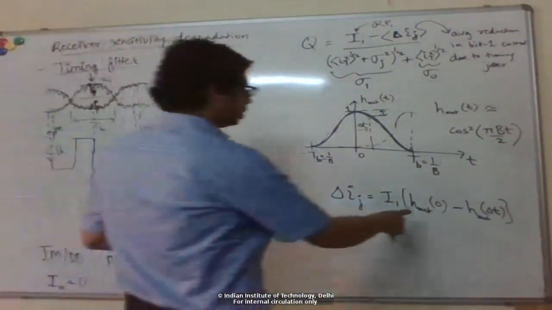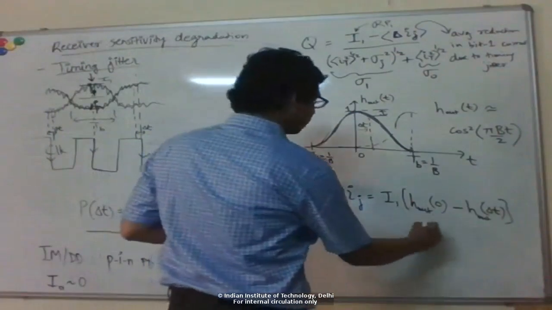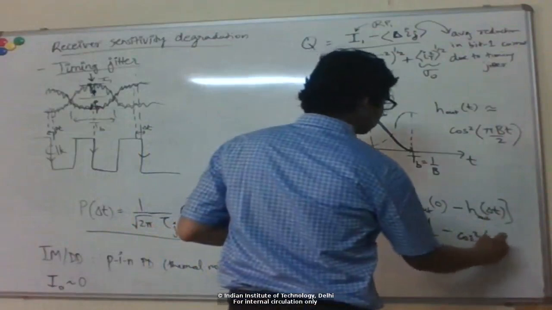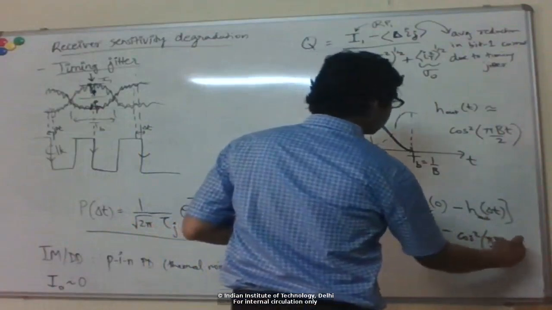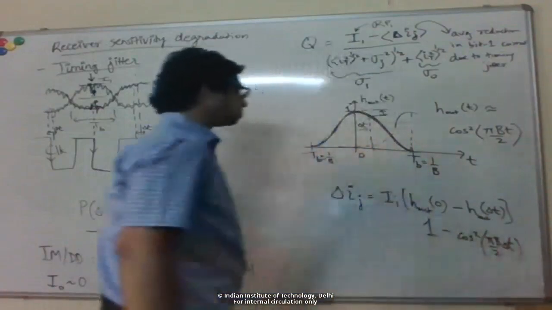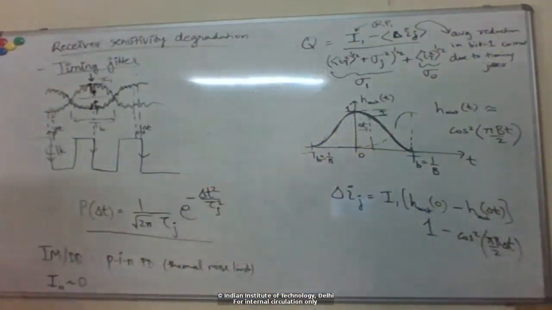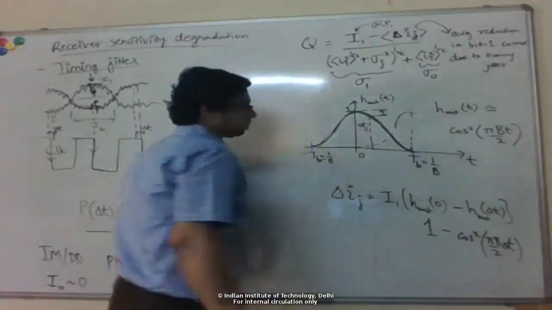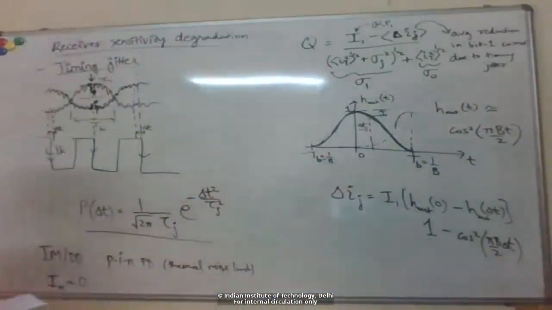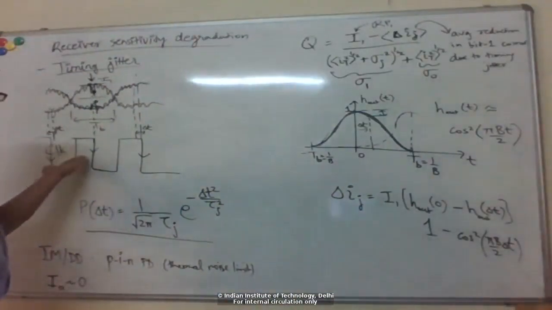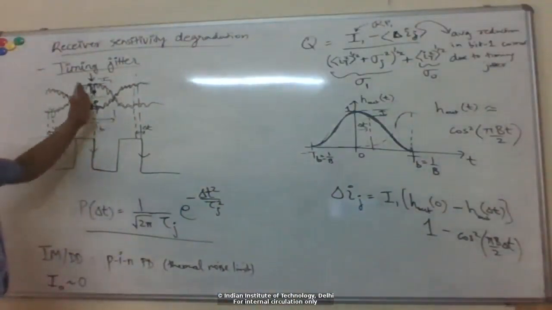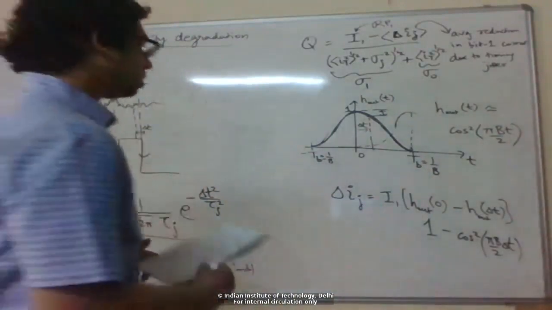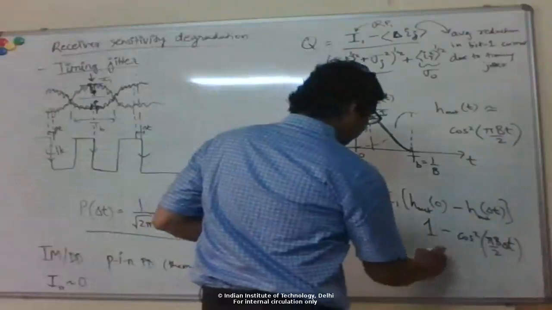Okay, so basically we're getting 1 minus cosine square of pi b delta t. Now, if delta t is small compared to the bit period, which hopefully will be the case, like your clock recovery should at least be good enough that you're somewhere near the center, not near the edge or near the transition of the bit. So we can assume this.